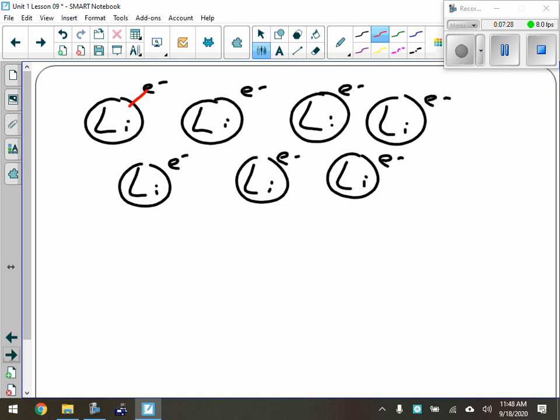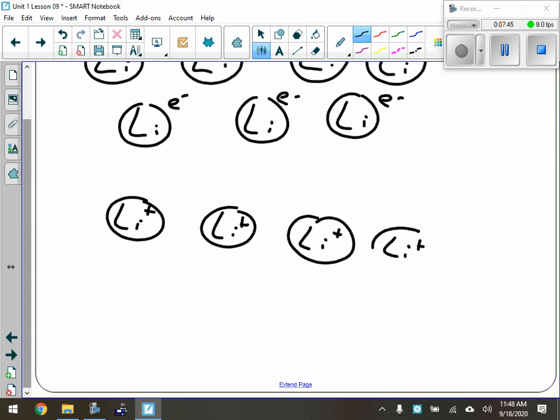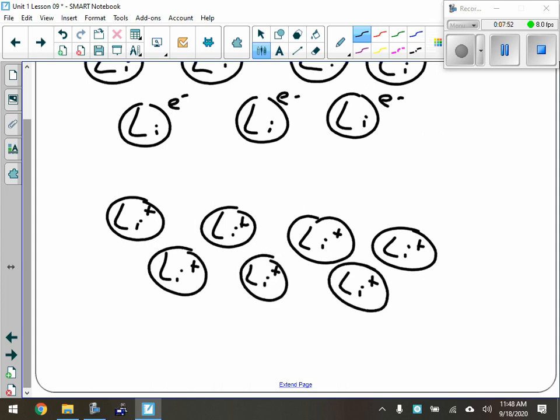Okay, so I'm going to redraw this now down here. I'm going to pretend that electron is gone, or is moving somewhere, okay? And same with this one, and this one, and these ones. I'm not sure where the electrons went, but again, there's my seven lithium ions now, okay? Those electrons are kind of set free. They're delocalized from that atom, okay?